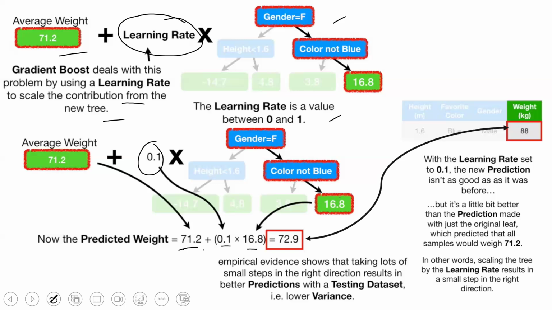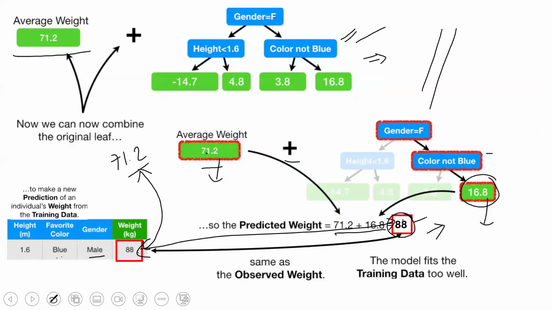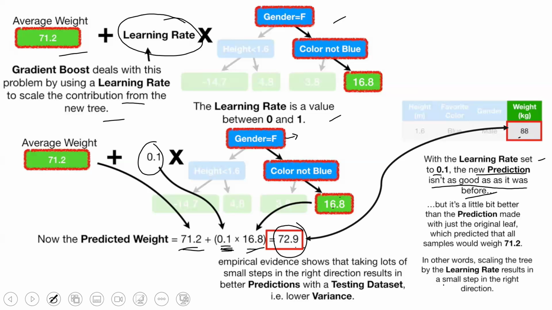So 71.2 is the initial prediction. 16.8 is the prediction made by this secondary tree, built from the residuals calculated using the errors made by the first leaf, and you are using a learning rate. So the new weight is 72.9. If you look at the difference between 88 and 72.9, with the learning rate set to 0.1, the new prediction isn't as good as it was before. It was not as good as 88, right? 88 would create an overfitting problem. So it's not as good as the earlier prediction, but it is a little better than the prediction made with just the original leaf.